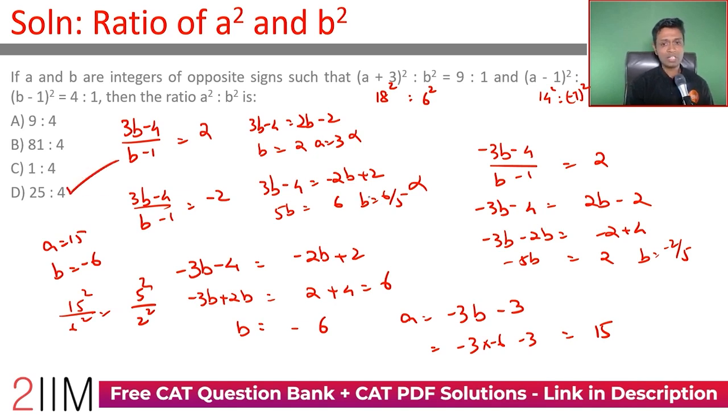Very doable question, just that this ratio could be plus or minus 3 when you take the square root. a plus 3 by b could be plus or minus 3. a minus 1 by b minus 1 could be plus or minus 2. Plug in all 4. Only one combination where we get integer values for a and b and of opposite sign. That's the value of a and b. Plug in a square is to b square. We got 25 is to 4.